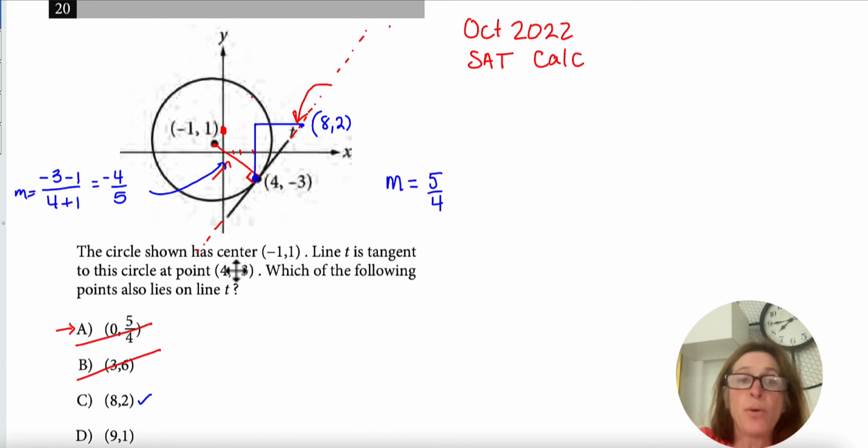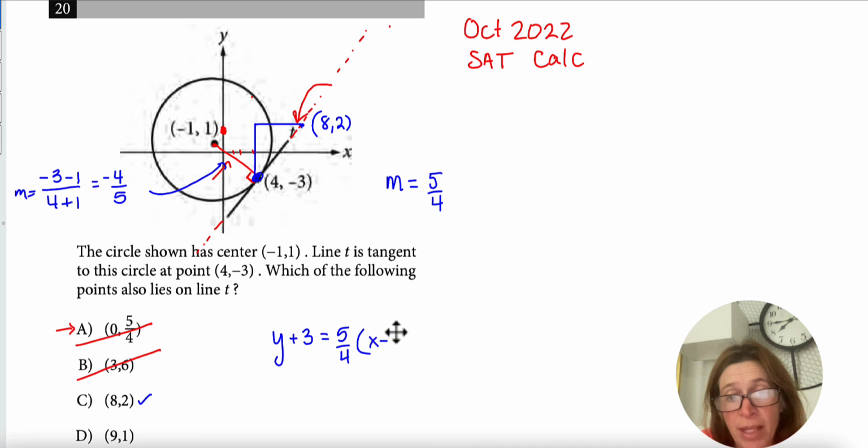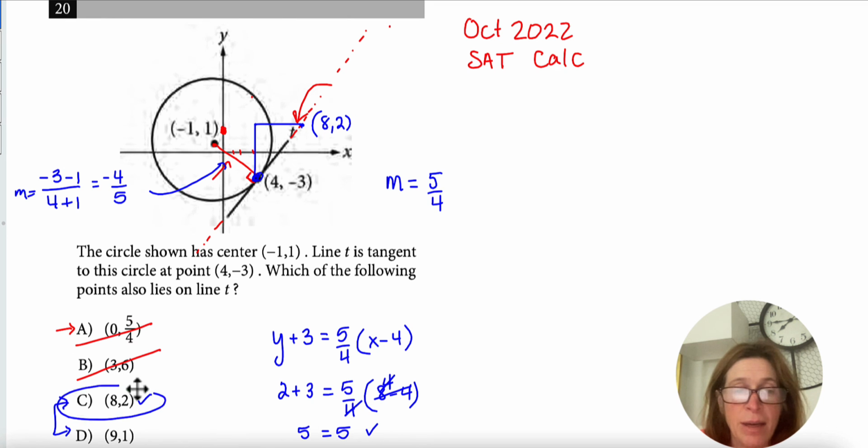You could also write an equation of the line if you wanted to, because you have a point on the line and the slope. You could use that point and the slope and do y plus 3 equals 5/4 times (x minus 4). And then you could plug in the points that you have left to see which one makes the equation true. So for example, you could do 2 + 3 equals 5/4 times (8 - 4). Well, 8 - 4 is 4. You can simplify the 4s. 2 + 3 is 5. So 5 does equal 5. So again, my answer would be 8, 2.